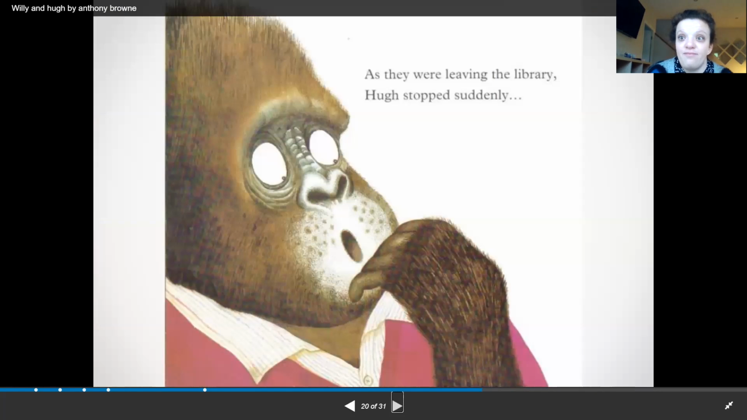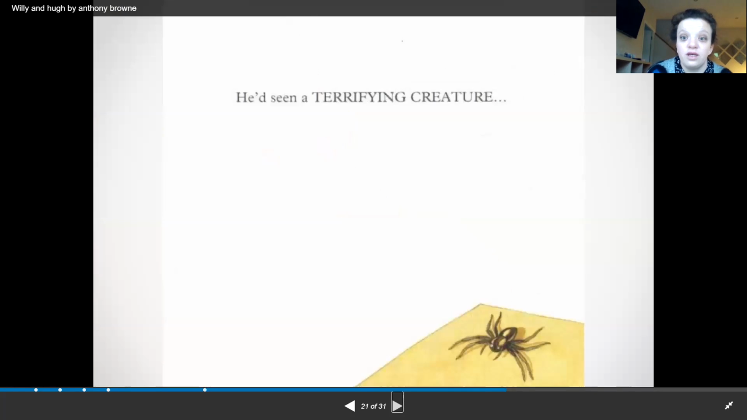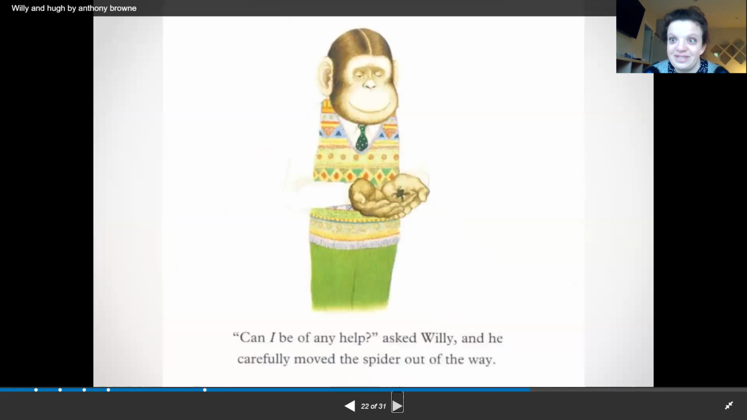As they were leaving the library, Hugh suddenly stopped. He had seen a terrifying creature. Who else is scared of spiders? I know if Miss Jones is watching, she would not like to see this spider. "Can I be of help?" said Willie, and he carefully moved the spider out of the way. See? Helping each other. Willie was great.